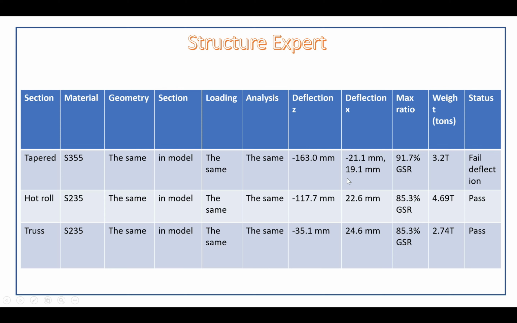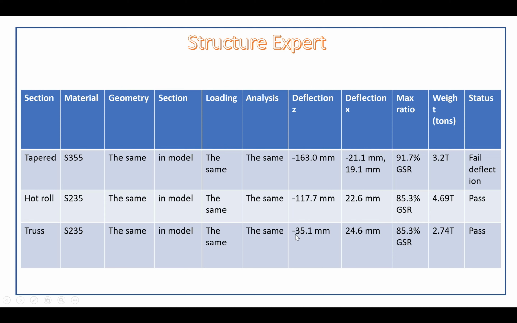Okay, you can check the horizontal deflection. The system for the horizontal deflection is almost the same, but it is very different in vertical deflection for hot rule and taper section. For the truss, the deflection in each direction is similar to hot rule, and the vertical deflection is very good if you compare with the taper frame system and hot rule frame system. You can check here, it is very good.